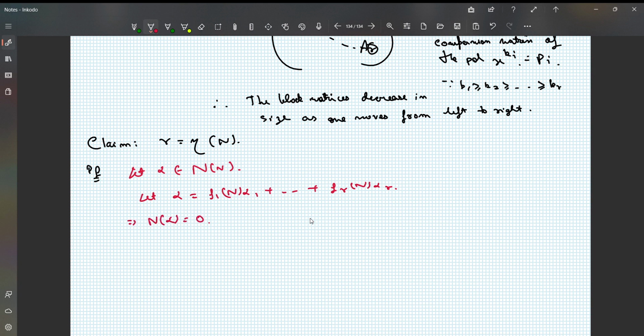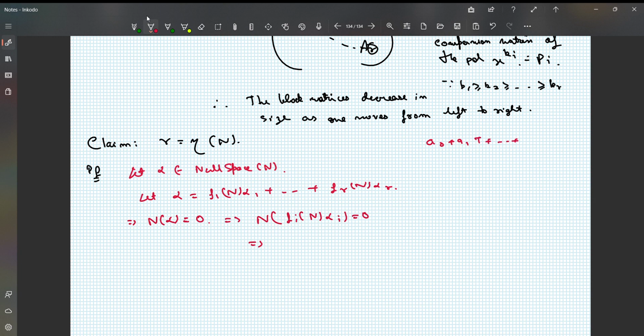But alpha is in the null space, that implies N of alpha is 0, right? N is the operator. So if N of alpha is 0, then we can say that N of each fi(N) alpha i should be 0, by the independence, right?